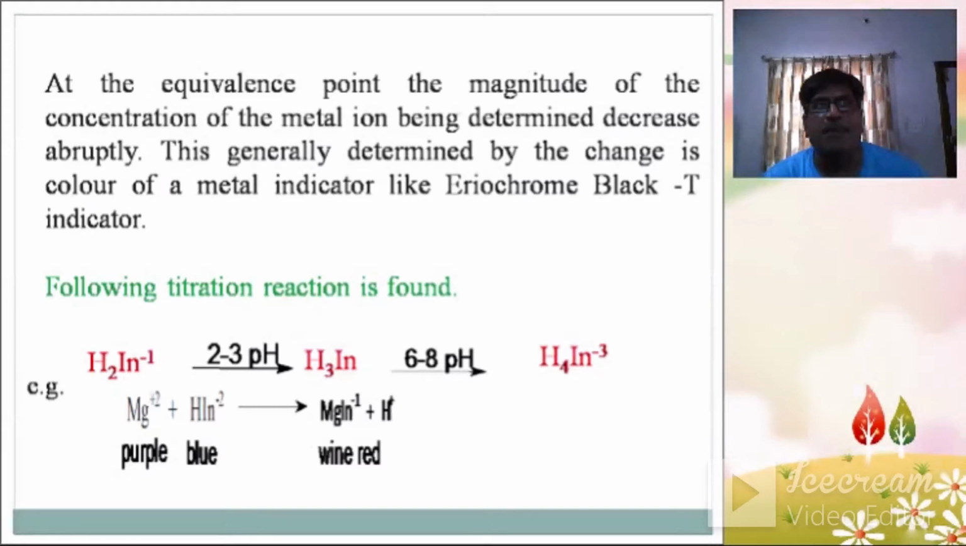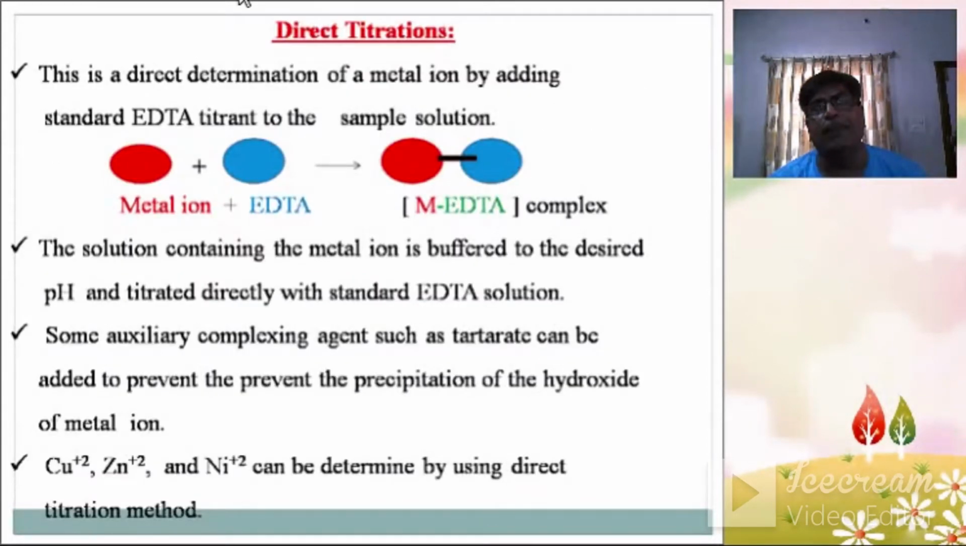The analyte is taken in a conical flask and titrated with standard solution from the burette. For example, calcium or magnesium ion solution in the presence of EBT indicator is titrated with standard 0.01 molar EDTA solution until the color changes from purple blue to wine red. A drawback of this direct titration is slow reaction. It may take time to react, so we have to wait some time for complete titration.